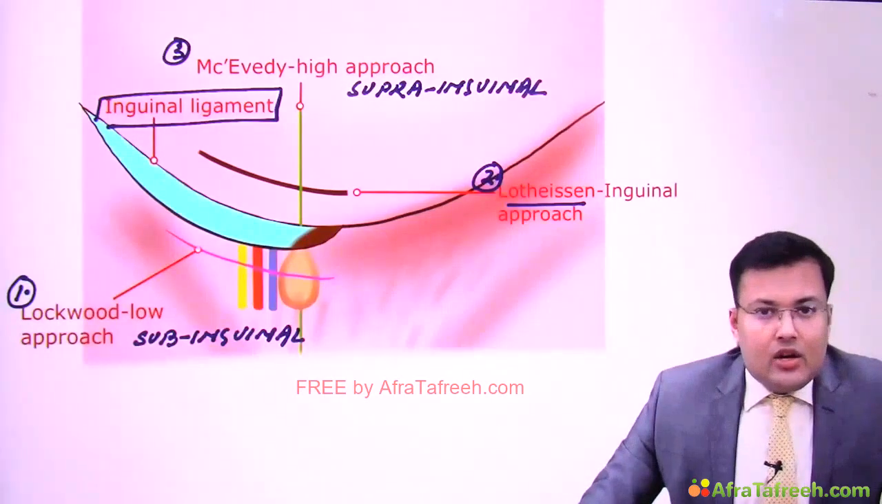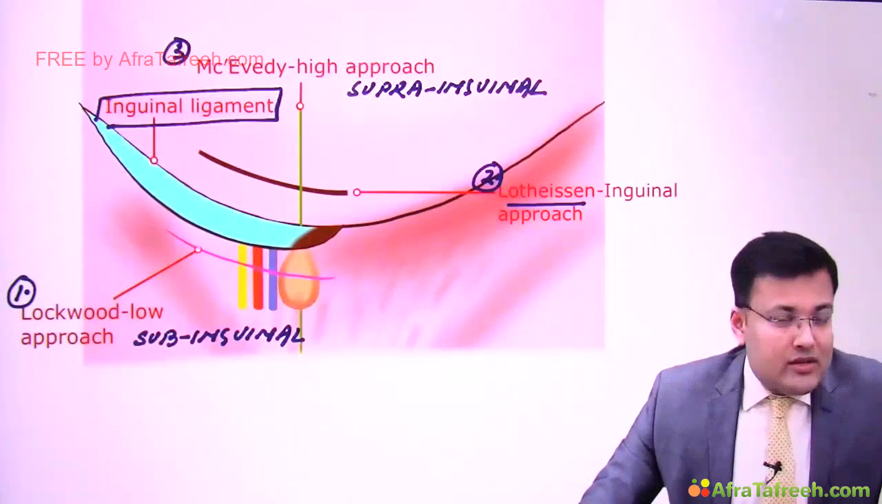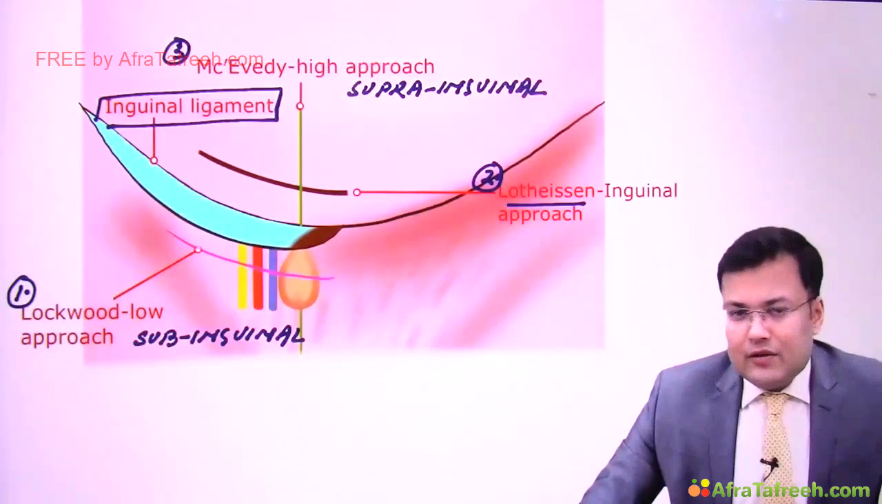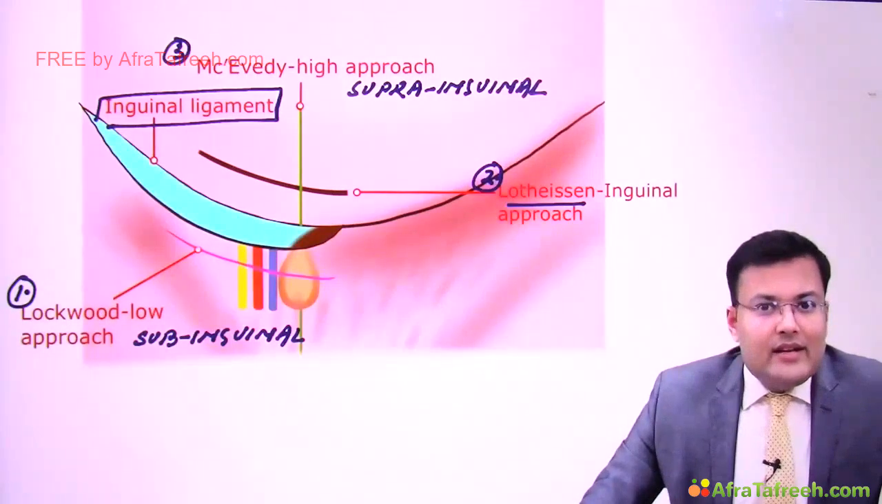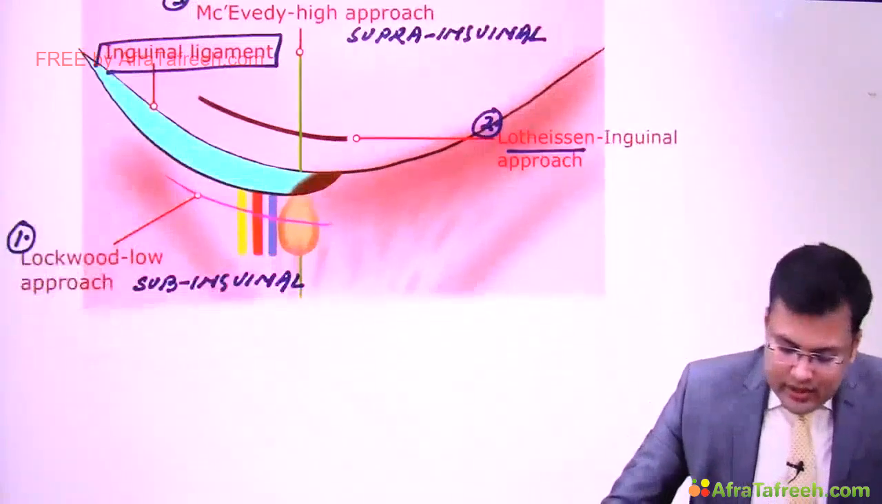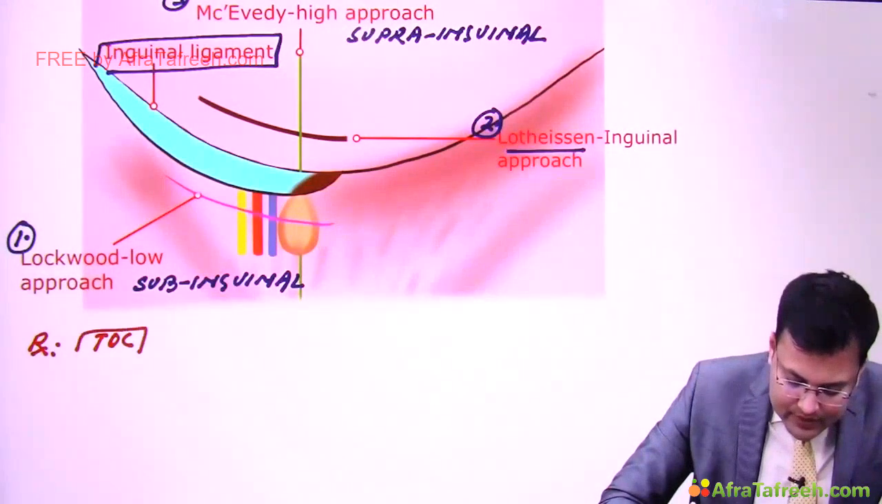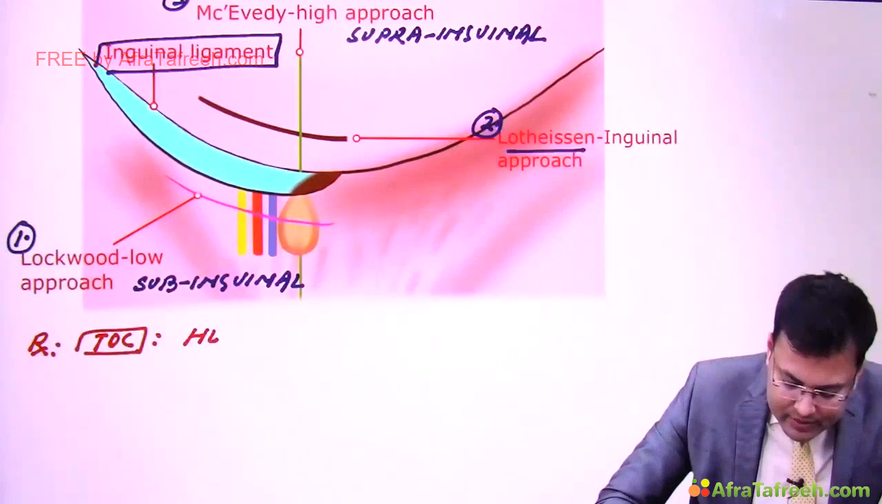So these are the commonly asked questions. But what is the treatment of choice? This is not the treatment of choice. The treatment of choice for femoral hernia is Henry's procedure. So these are the approaches which are asked, but if we are asking the treatment of choice, it's Henry's procedure.